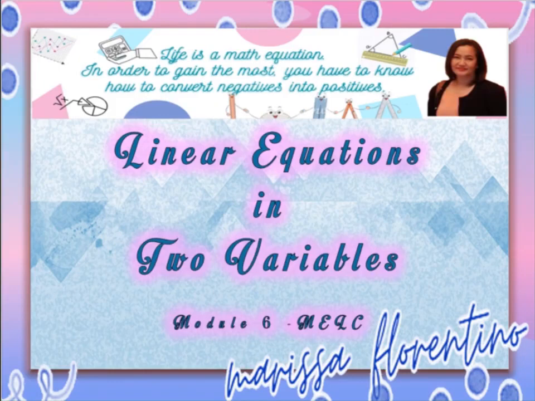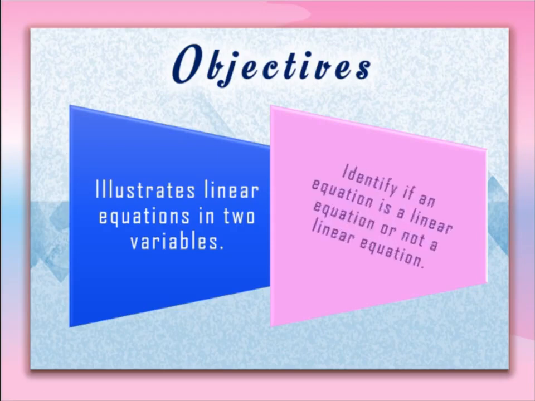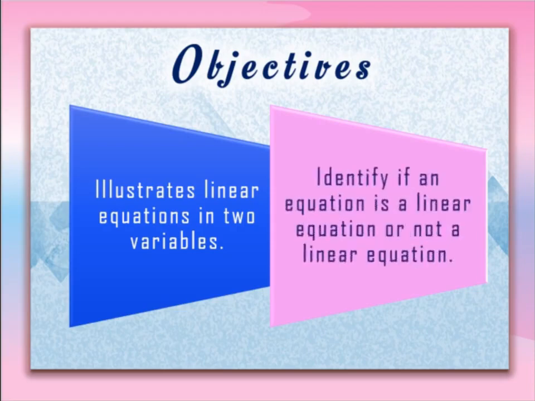Good day, everyone! Now that you know how to plot and name the points in the rectangular coordinate system, the next topic we have is on linear equations in two variables. This is part of Module 6 in the MELC. So today, we will illustrate linear equations in two variables, and we identify if an equation is a linear equation or not a linear equation.